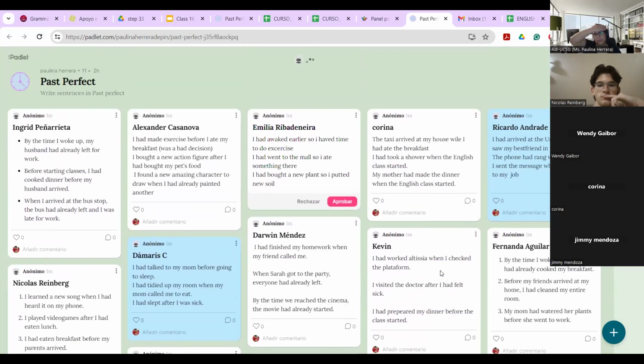Okay. So please, everybody put it. This is a graded activity. Let me see. I had finished my homework when my friend called me. Very good. When I got to the party, everyone had already left. By the time we reached the cinema, the movie had already started. But remember, these sentences should be about you, not something from another place. It has to be about you.